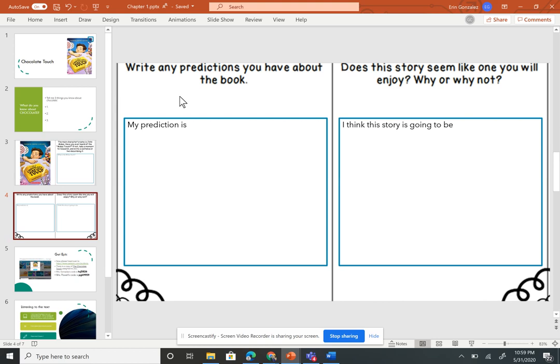Next one. Write any predictions you might have about the book. Look at the cover, use the title, use what you just learned about the Midas Touch to give me a prediction. Next, it says, does the story seem like one you will enjoy? Again, tell me, finish the sentence. I think the story is going to be blank because, and then finish the sentence.